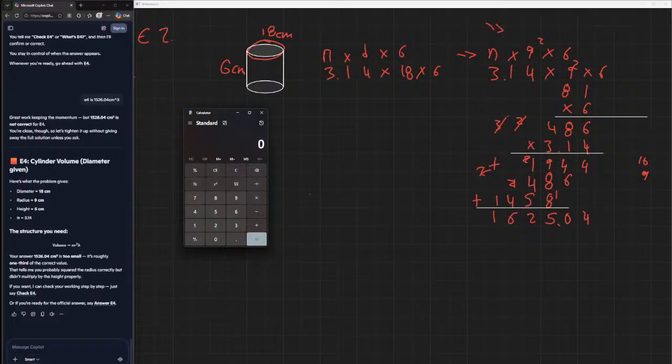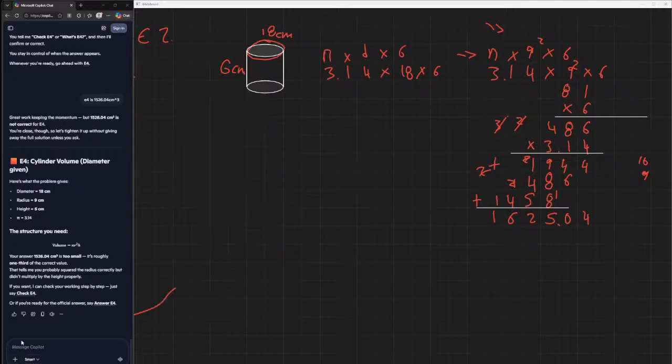A third of the correct value. You probably squared the radius correctly, but didn't multiply by the height properly. 3.14 times 9 times 81, 100%, times the height, which is 6. How is this not a correct square? Okay.